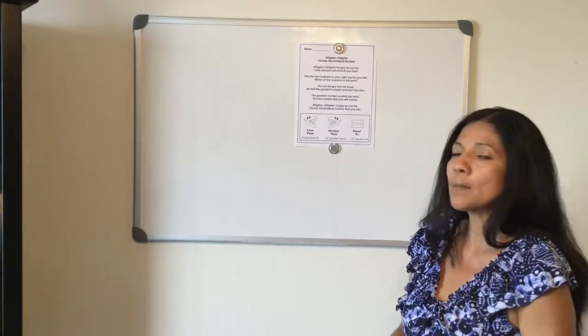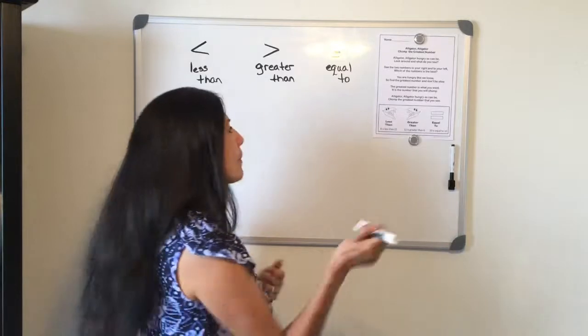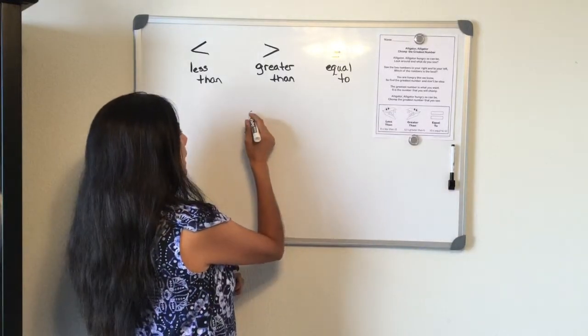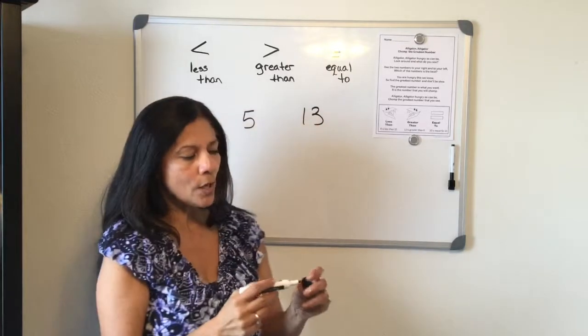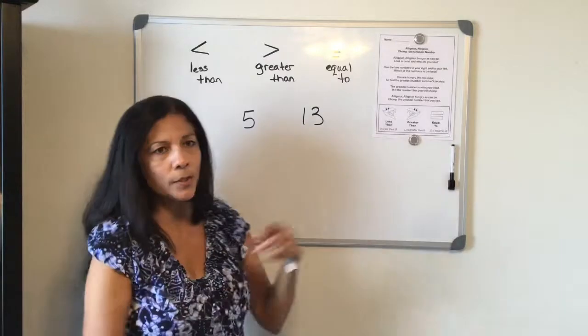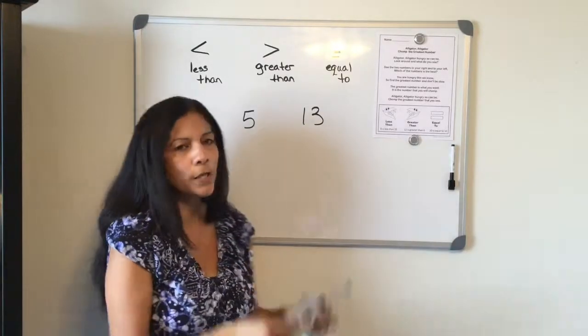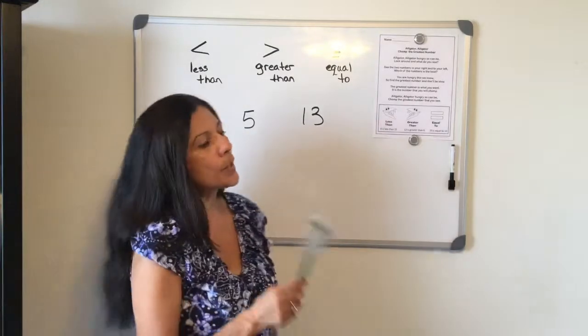So let's go ahead and do some problems with Mr. Alligator. Okay, so what we do is we look at the two numbers. So let's pick two numbers. Let's say 5 and 13. And we have two numbers and we need to decide which number is lower, which the less than, the greater than, and we need to figure out which symbol we're going to put there. So it gets a little bit tricky. So we're going to use Mr.